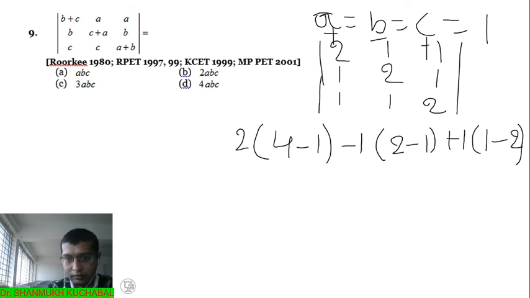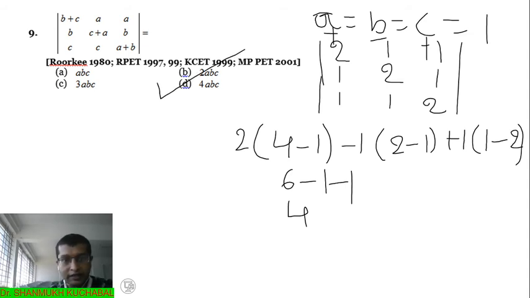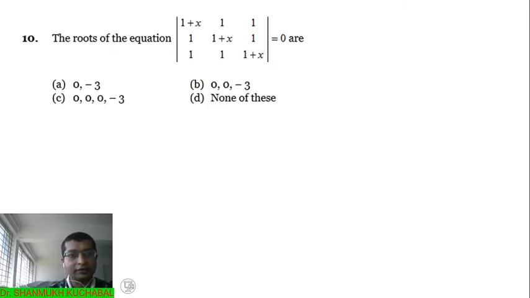Yes, so 3 2s are 6, minus 1 and minus 1. So what we get, 4 is the answer. So the right option, it is very clear, a into b into c is 1 it is. So 4abc is the right answer here, like this, very simple. Okay, right. Like this we have to solve.